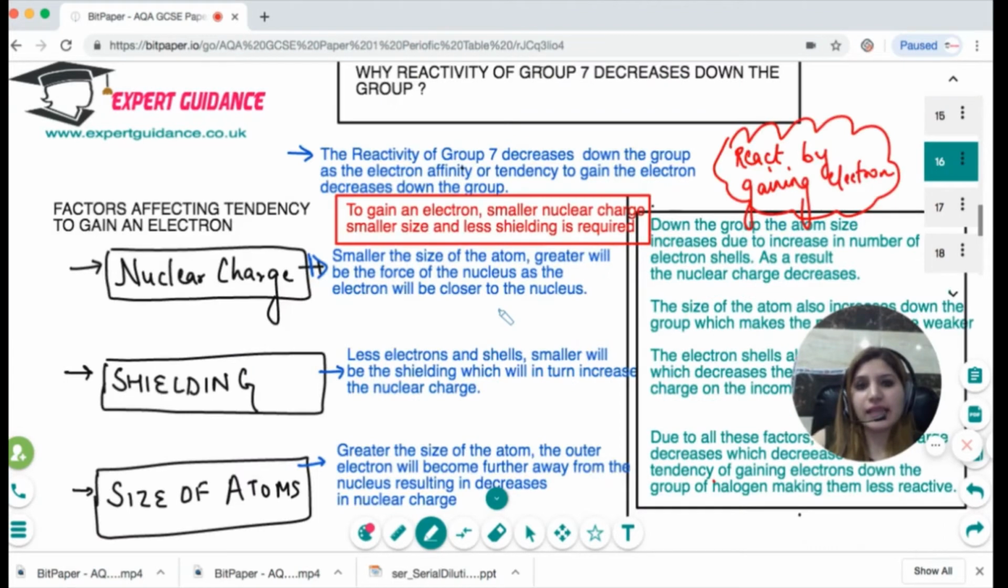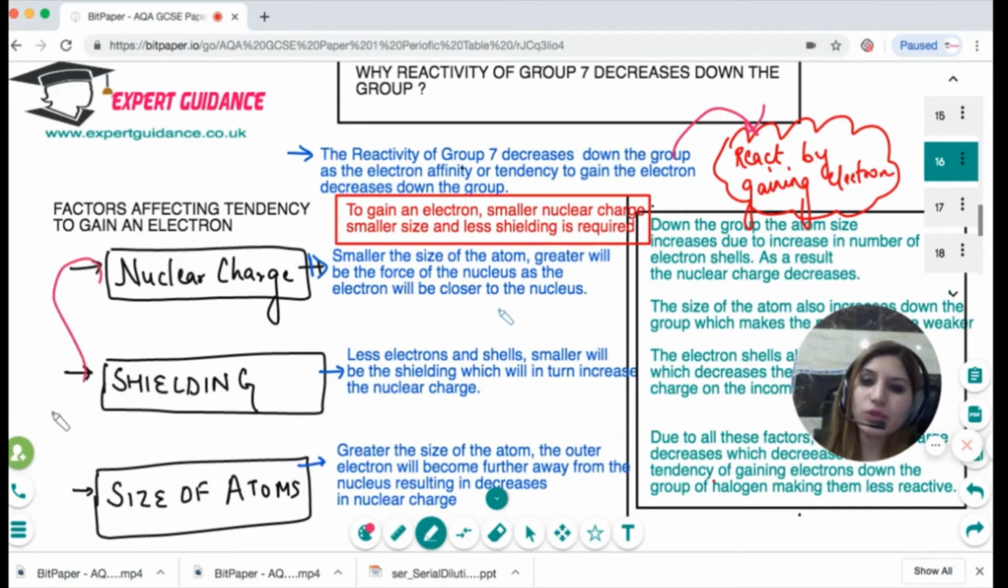Next is, again, as group 1, why the reactivity of group 7 decreases down the group. So to answer this question, you will first explain how group 7 reacts. Group 7 reacts by gaining an electron, and down the group, the electron affinity decreases. Therefore, the reactivity down the group decreases. Now, why does the tendency to gain an electron decrease?